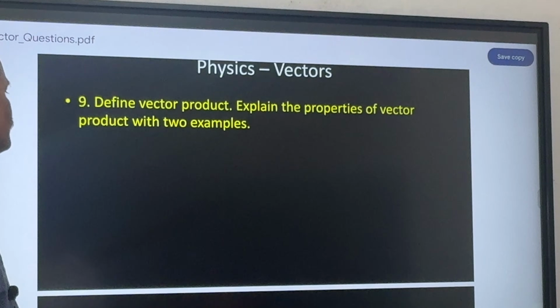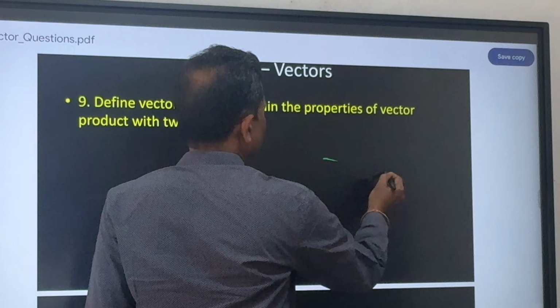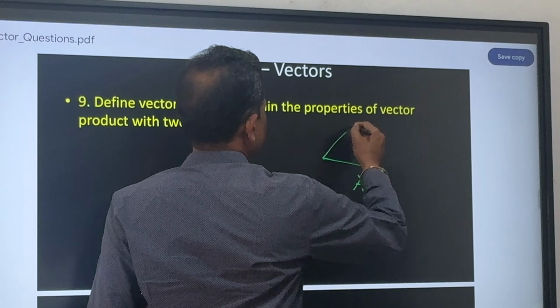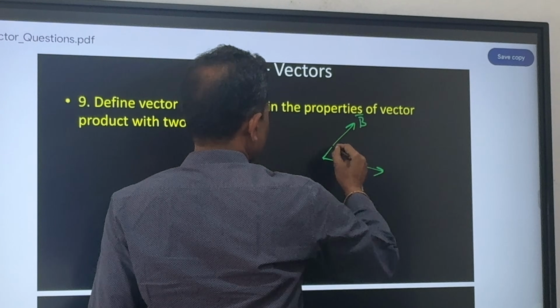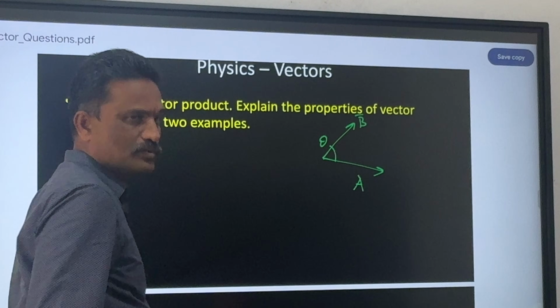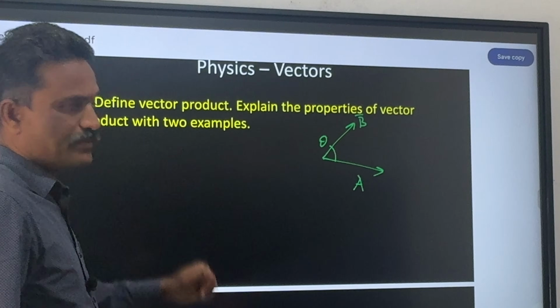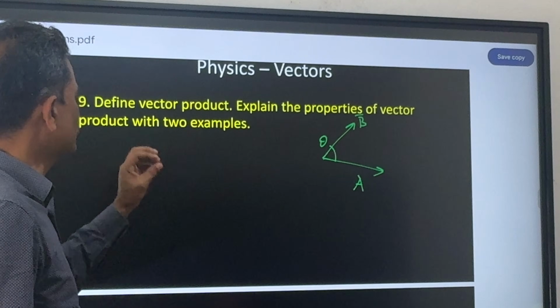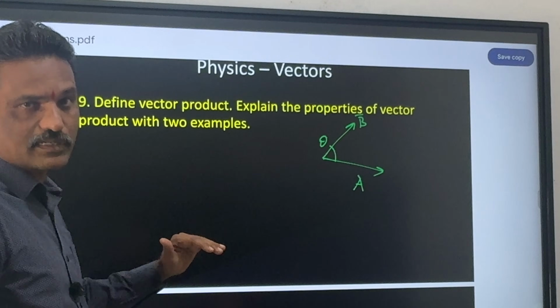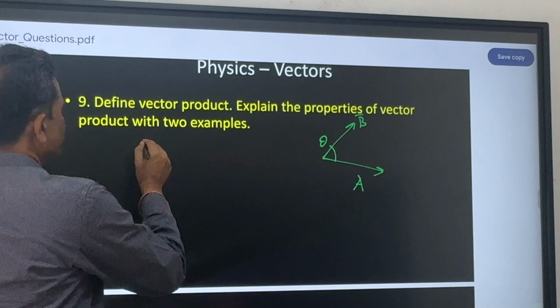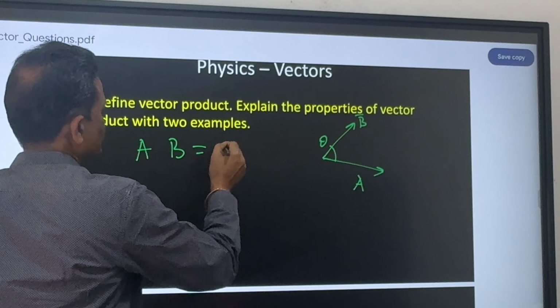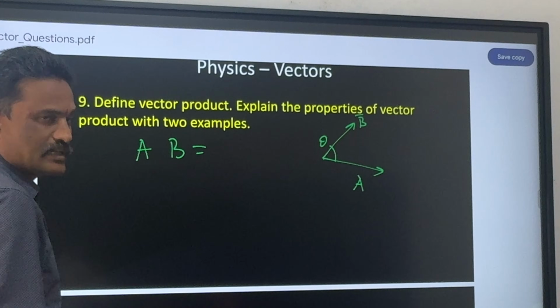Define vector product. Explain the properties of vector product with two examples. Very simple. Let us take two vectors. This is vector A and this is vector B. The angle between them is theta. How do we define vector product? There are two types of products. One is called vector product, the other one is called scalar product. When I multiply two vectors, if my answer is a vector, then that is called vector product.